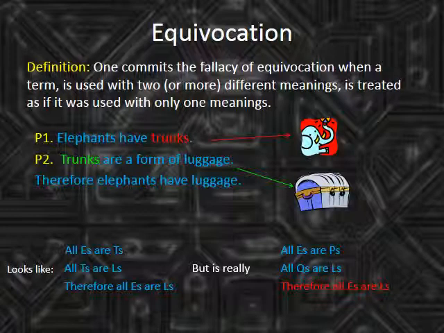All E's are T's, all elephants are things with trunks. All T's are L's, all trunks are things that are luggage, therefore all E's are L's. All elephants are things with luggage. The problem is that we are not really using the same term in both premises. We really have all E's are P's, all elephants are things with prehensile appendages called trunks, all Q's are L's, all boxes known as trunks are forms of luggage, therefore all E's are L's, therefore all elephants are things with luggage. Stated like that, it's clear that the conclusion does not follow.